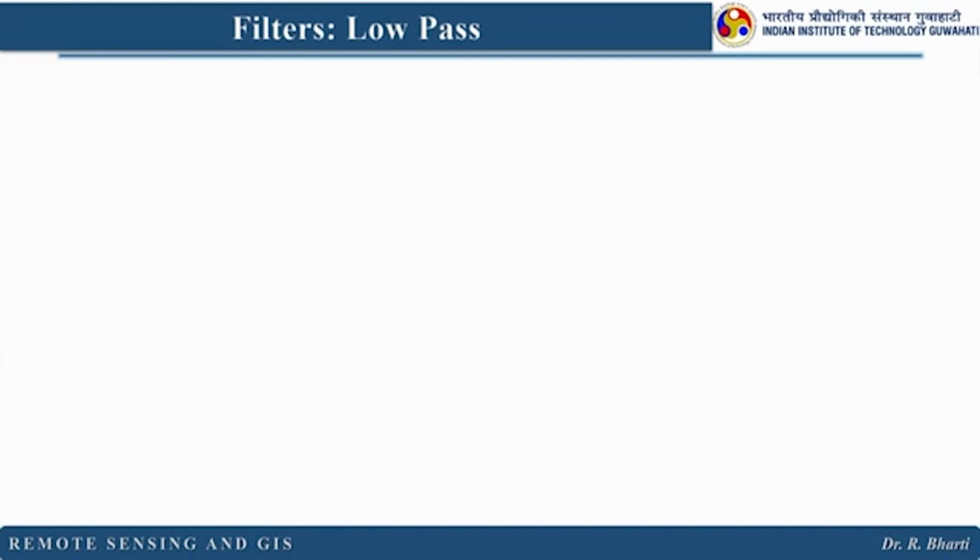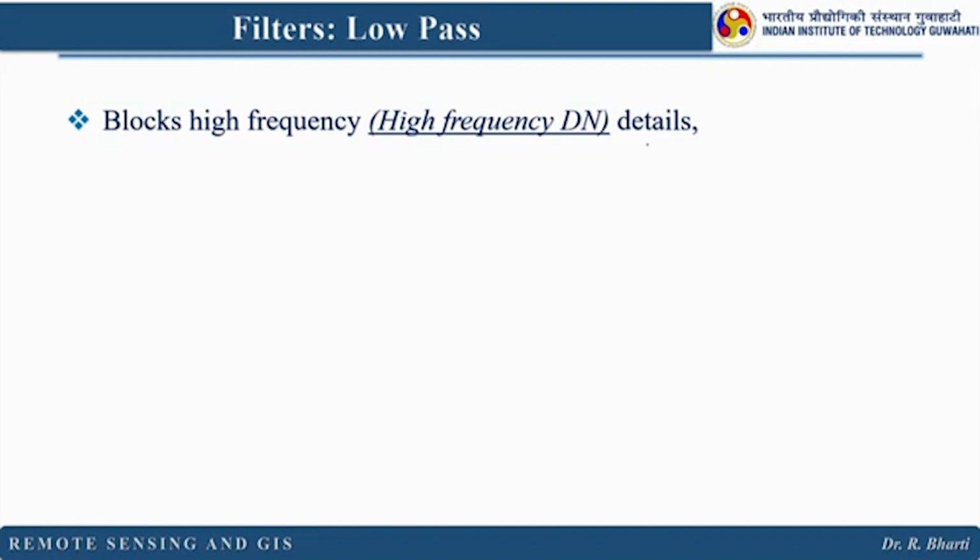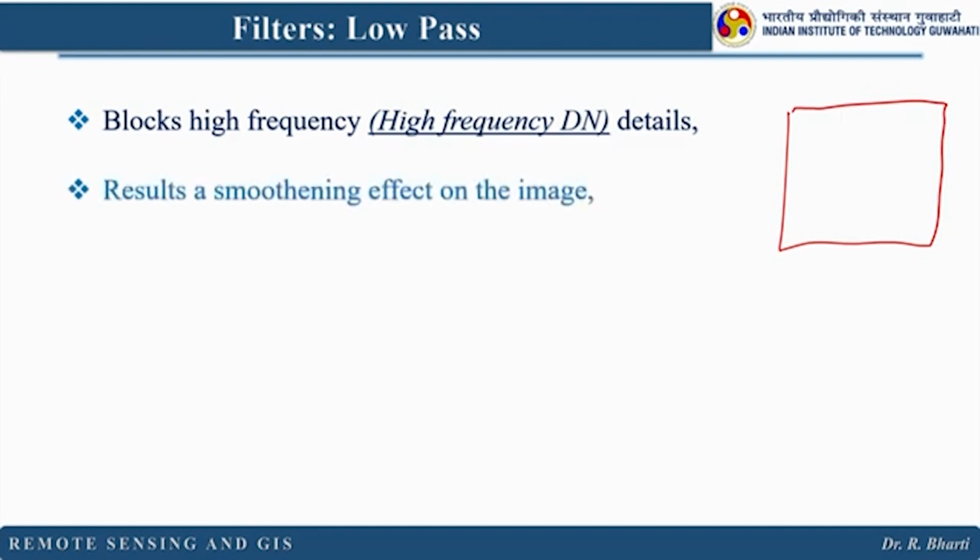So let us see, in filters we have the low pass filter and the high pass filter. What do you mean by a low pass filter? A low pass filter blocks all the high frequency DN values, right? High frequency details mean, in the image you have, right, a few DN values which occur very frequently. So those DN numbers are basically high frequency DN values. Those will be blocked here. Then it results in a smoothing effect on the image.